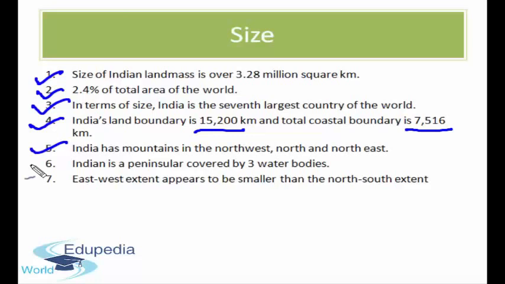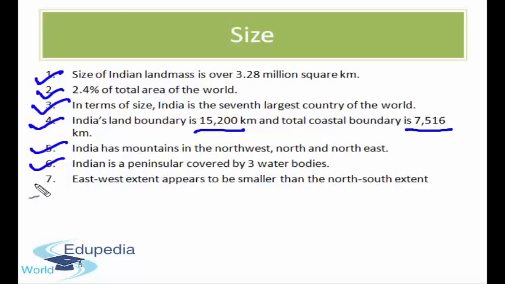and they have been formed due to the collision of the Indian as well as the Asian plate, and this led to the rising of Himalayas. India is usually referred to as a peninsula. The meaning of peninsula is a land body which is surrounded by water from three sides. Because if there is water on the fourth side, then that piece of landmass becomes an island.